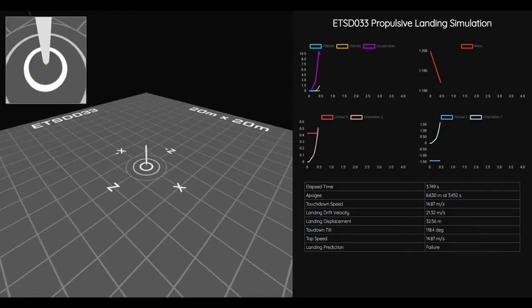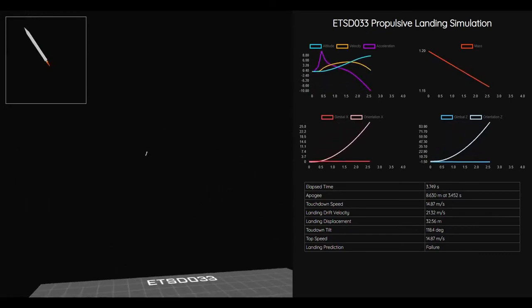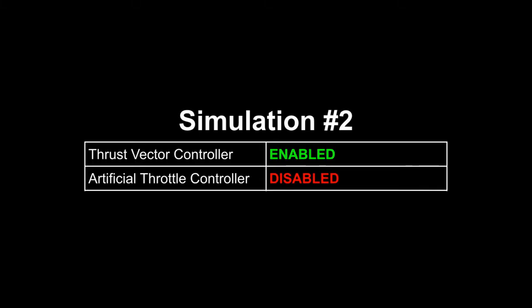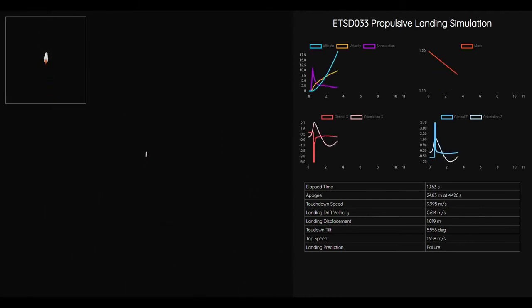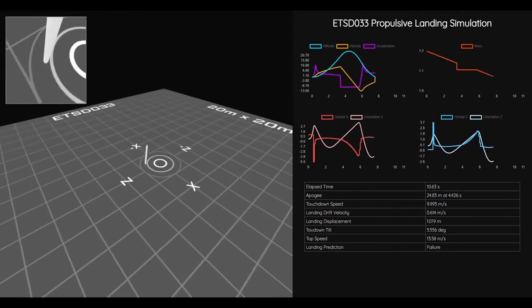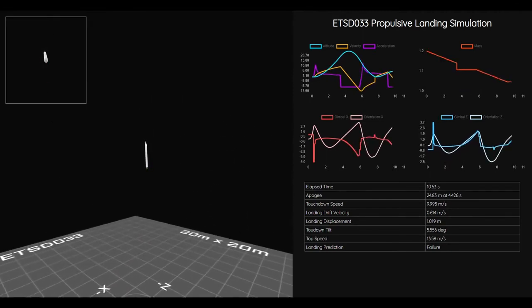The following four simulations show individual tests using different combinations of the controllers. In the first simulation, the rocket is very unstable and proceeds to crash due to a lack of control. In the second simulation, the thrust vector controller is able to stabilize the rocket. However, since there's no artificial throttle control, the rocket crashes into the ground during landing and proceeds to take off again due to the excess thrust.